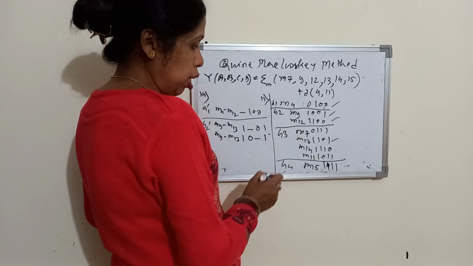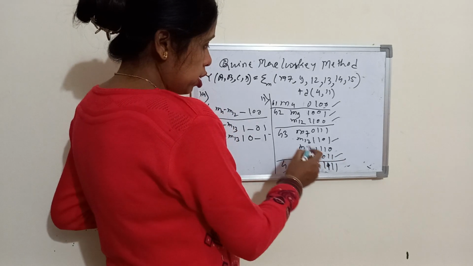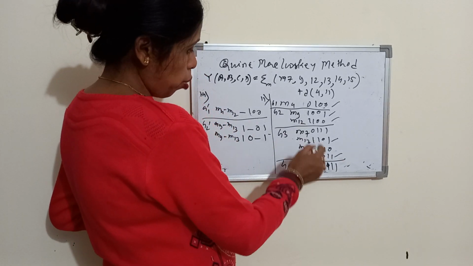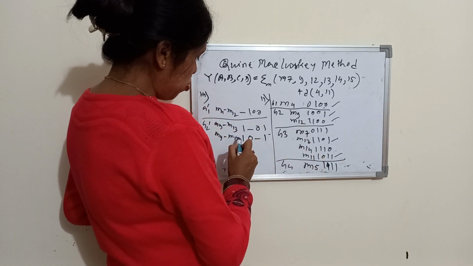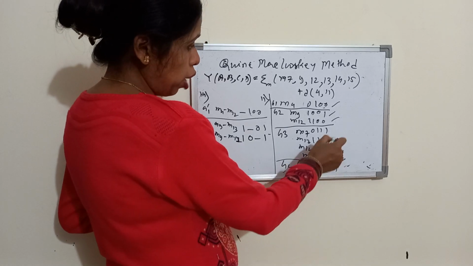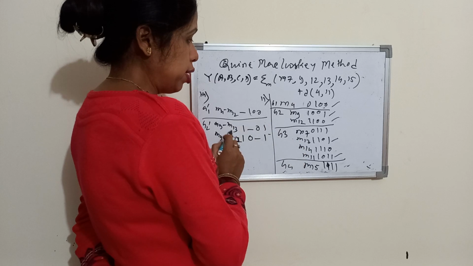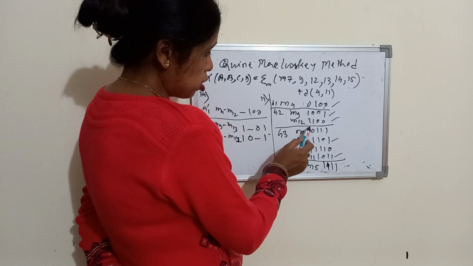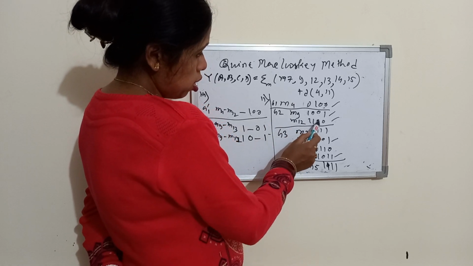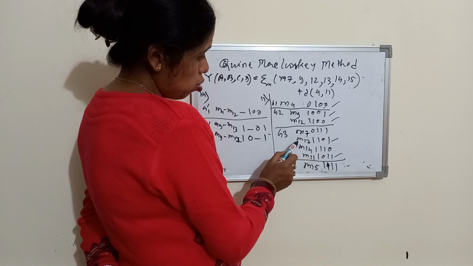Now come to M12. So M9, M13 also compared, M9 and M11 also compared. Okay, so I put a tick mark. Now I have to compare M12 with all the minterms, right? So M12, M7. You can see different. It is not matched.